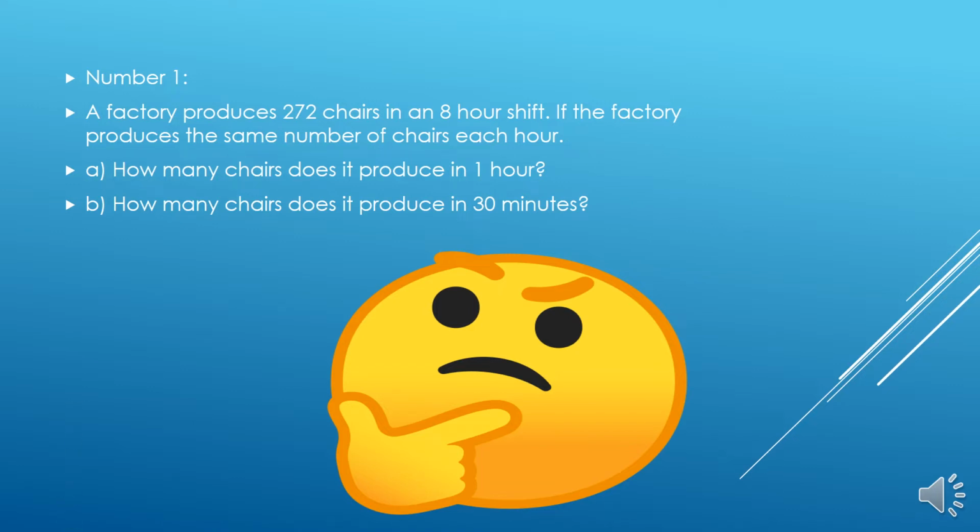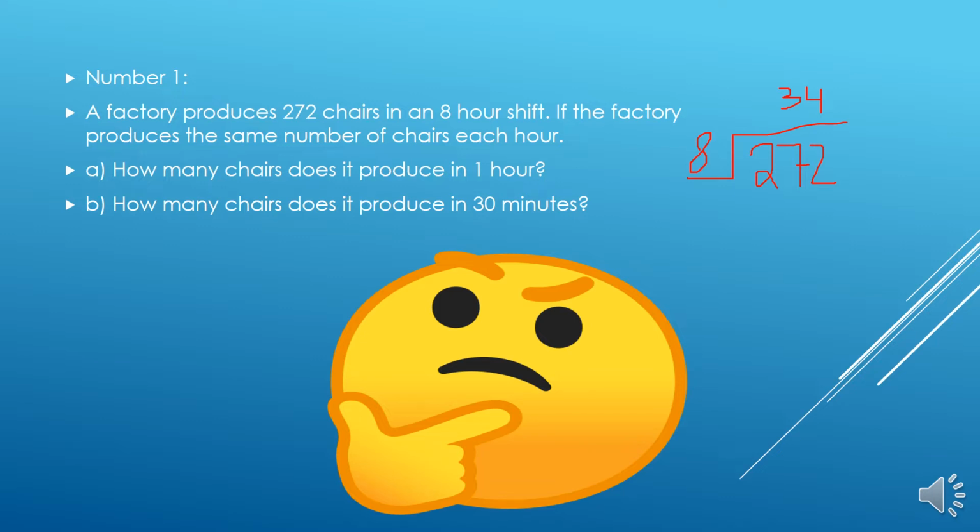So here, to find how many chairs it produces in 1 hour, I have to divide 272 by 8. Since it produces 272 chairs in 8 hours, in 1 hour we divide by 8 to get the answer. We will get 34. So in 1 hour, the factory produces 34 chairs.